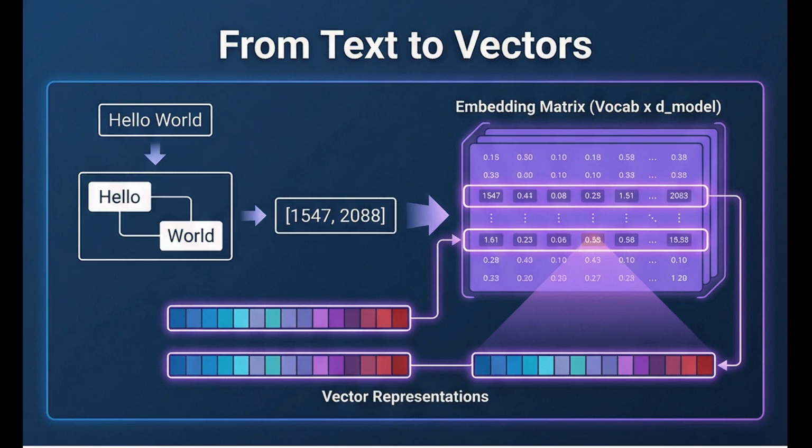Computers don't read words, they read numbers. First, we tokenize text into smaller units. Hello world might become 2 tokens. These are converted into unique IDs, which are then used to look up dense vectors called embeddings. These vectors represent the semantic meaning of each word in a multidimensional space.